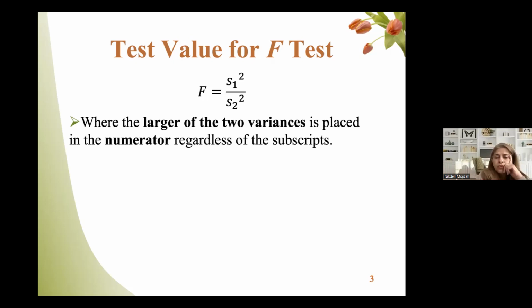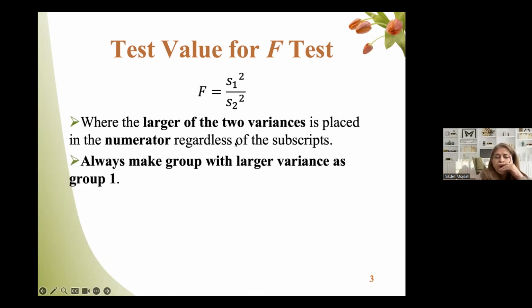So the larger of two variances is placed in the numerator regardless of the subscript. Or always make the group with the larger variance as group 1. Why is that?